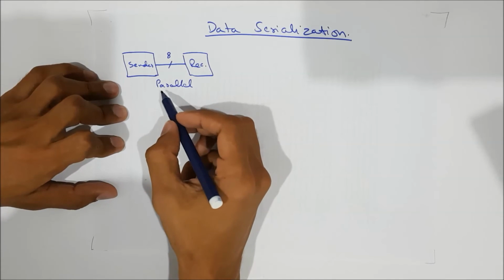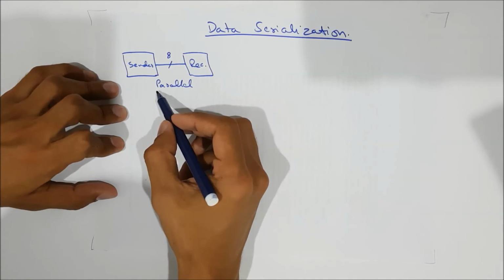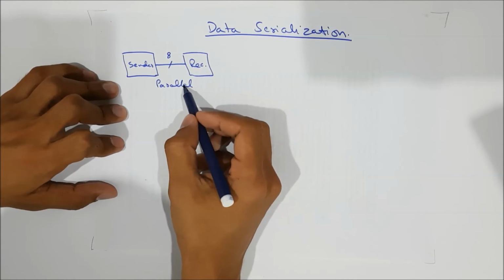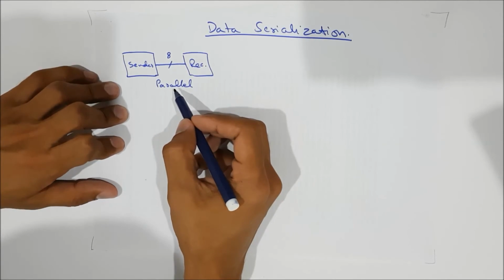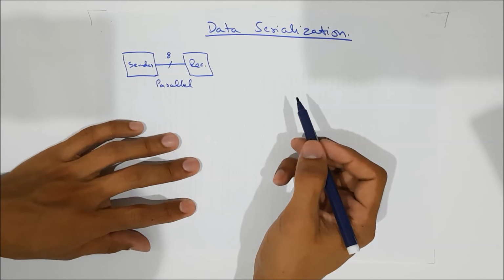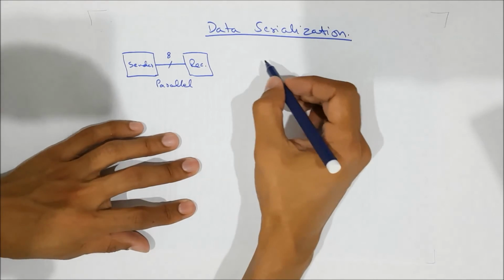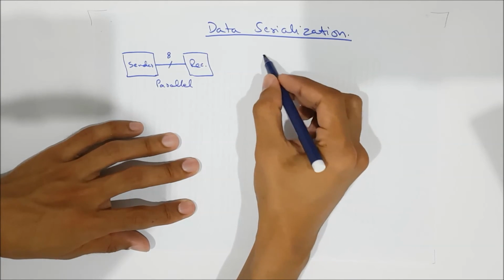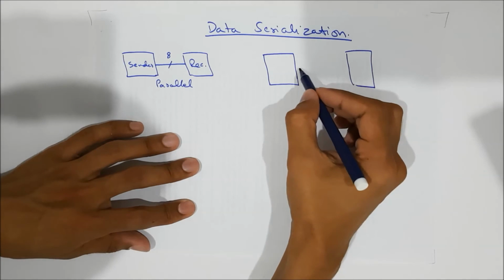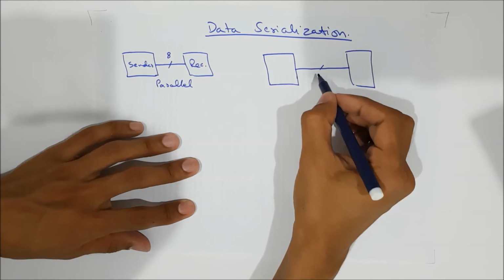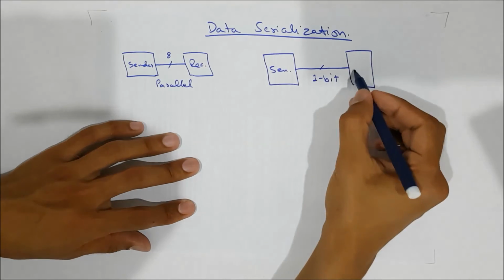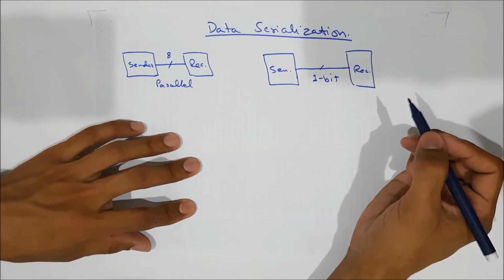The only advantage of parallel data sending and receiving is the speed. All the data bits are transferred at a time. But what if it is not physically feasible? What other options do we have? For sending or receiving data from one end to another, we can use a single line. Only one bit, a single line from the sender to the receiver.